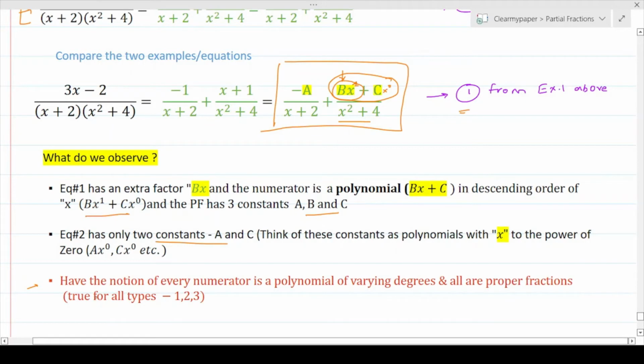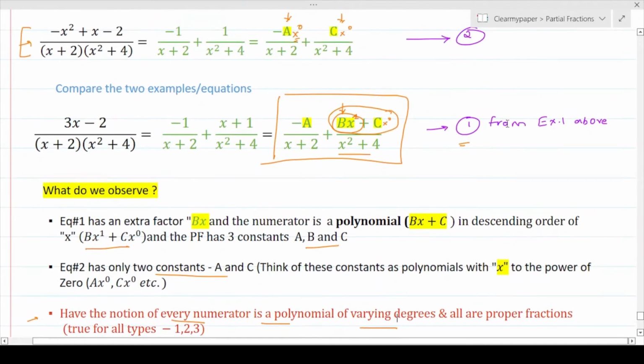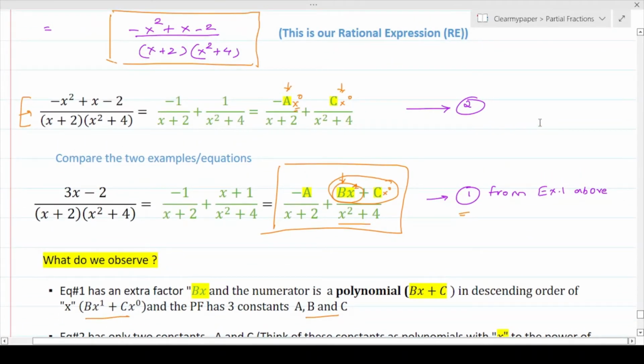So by now we should have the notion of thinking of every type 1, type 2, type 3, or any rational expression, right? We should think about the notion of every numerator. Doesn't matter what type it is. It's a polynomial of varying degrees, and all are proper fractions. What does that mean? The numerator degree should always be less than the denominator degree. If you see here, the numerator degree is 0 and the denominator degree is 1. So the denominator is greater than the numerator. Same way here, the denominator degree is 2, and the numerator degree is again x to the power 0. So that's always there because it has to be a proper fraction. It cannot be an improper fraction.